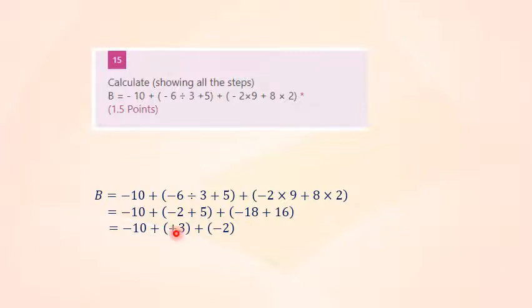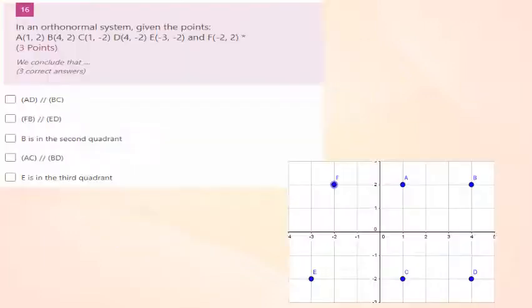Now let's get rid of the parentheses. Minus 10, I should write it. Plus 3, it's plus 3. Plus minus 2, minus 2. So minus 10 minus 2 is minus 12. And minus 12 plus 3 is minus 9.